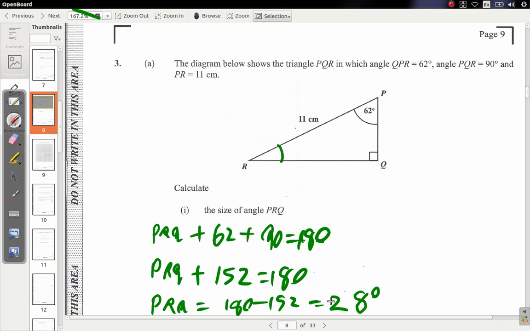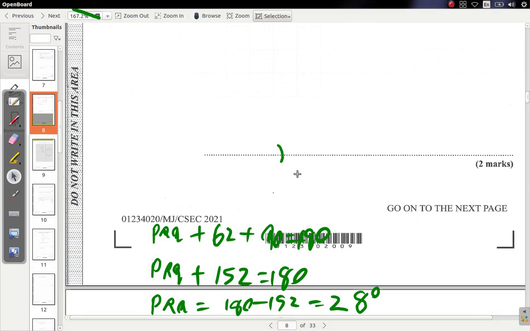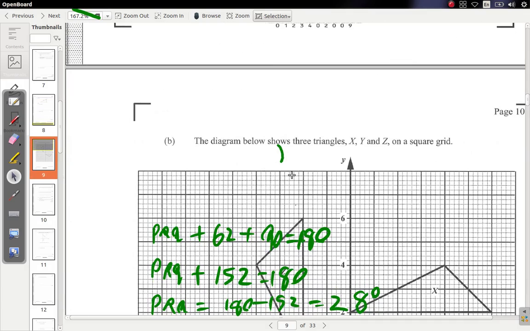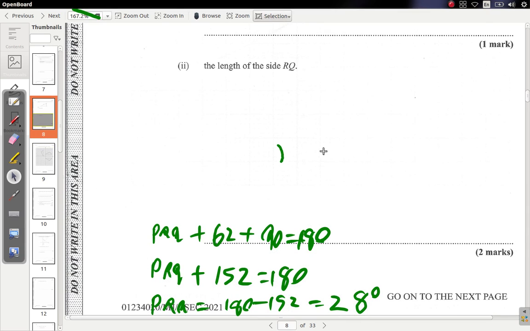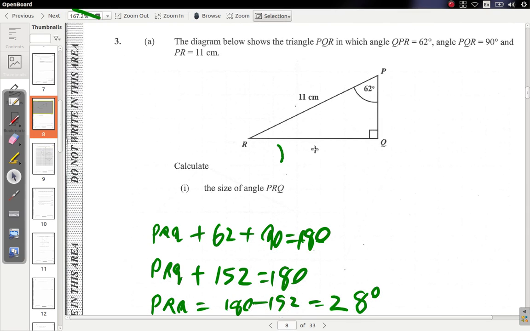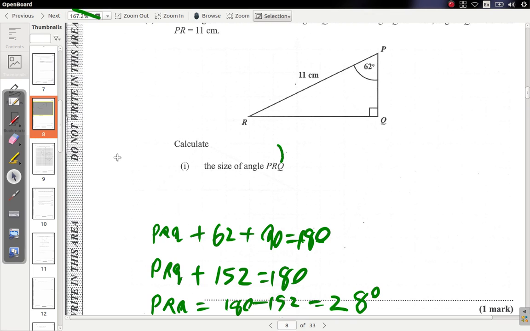Now, I'm going to check the next part of the question. What does it say? Hold on there. Oh, different part. But anyway, the length of the side RQ. Oh, RQ, I don't know. So let me just put this up here so then make a note. So the angle here is 28 degrees.